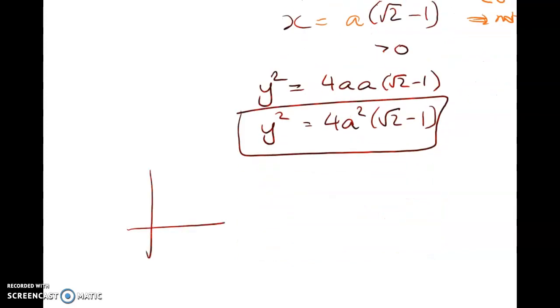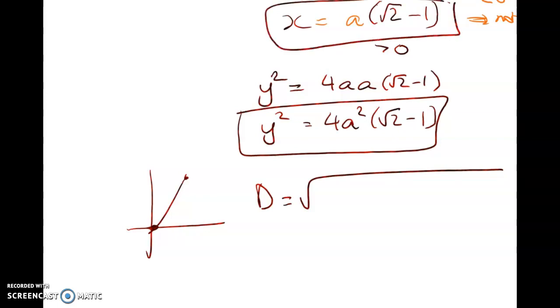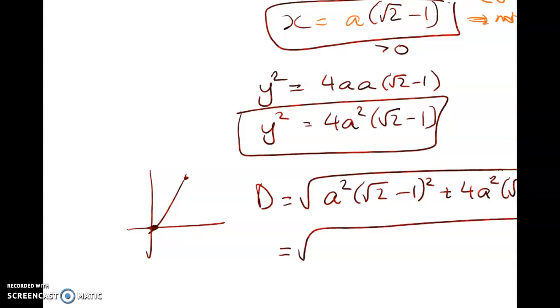Right? So the distance from 0 to p is just going to be the square root of x squared plus y squared. We just had that here. So x squared will be a squared times root 2 minus 1 squared plus 4a squared into root 2 minus 1. Now I want to clean this up because that just looks horrible. You'd probably get nearly full marks for it, but yuck. I'm going to keep on going. So we've got a squared, which I could take out, but I haven't. 2 minus 2 root 2 plus 1 plus 4 root 2 minus 4.